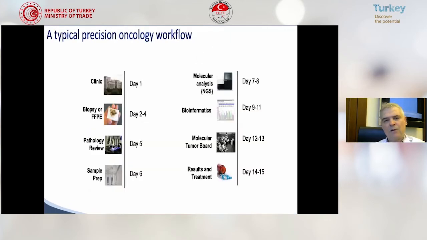So a typical precision oncology workflow is, on day one, when a patient visits a clinic, we take the biopsy, in 2 to 4 days. Pathology review is up to 5 days. Sample preparation on the 6th day, and molecular analysis on the 8th day. Bioinformatics, 9 to 11 days. The molecular tumor board should be gathered in the 2nd week, and maybe in the 3rd week, results and treatment can start.